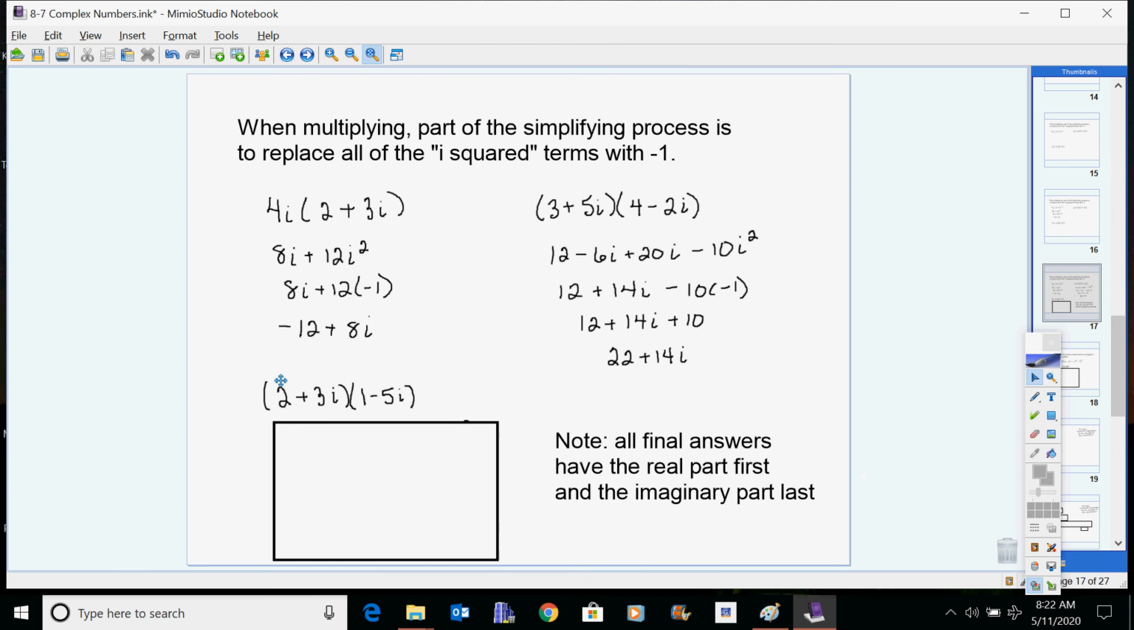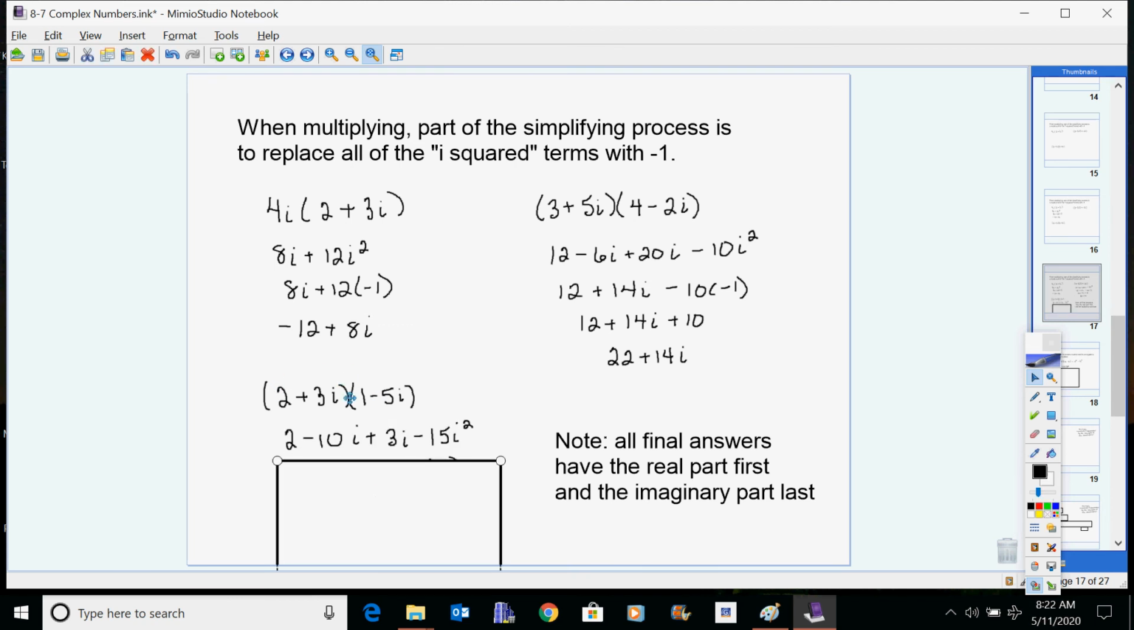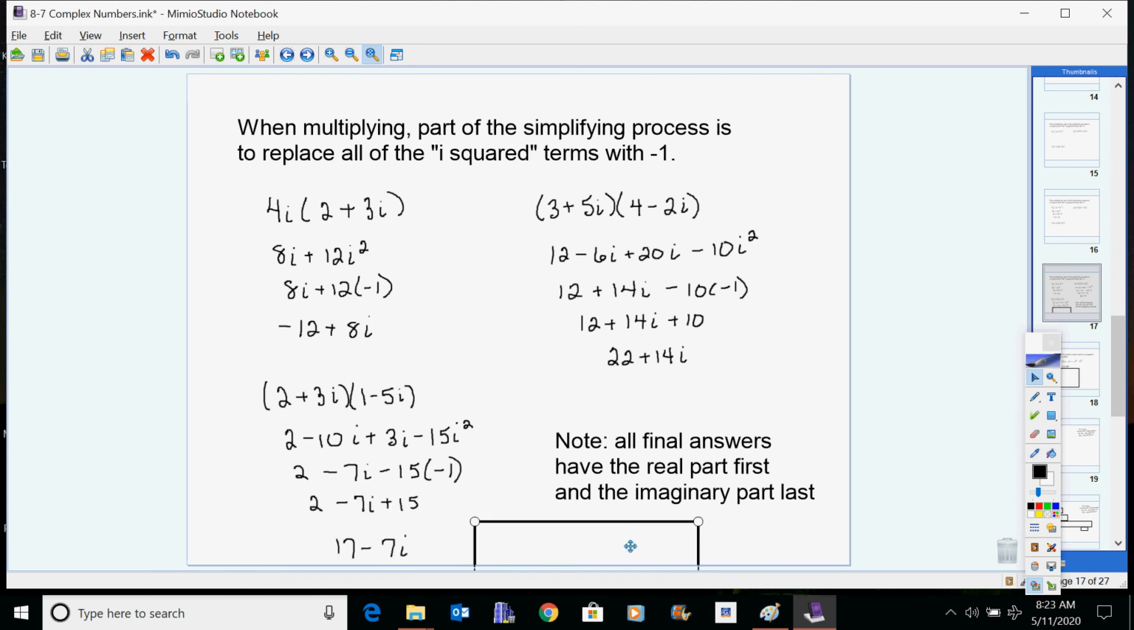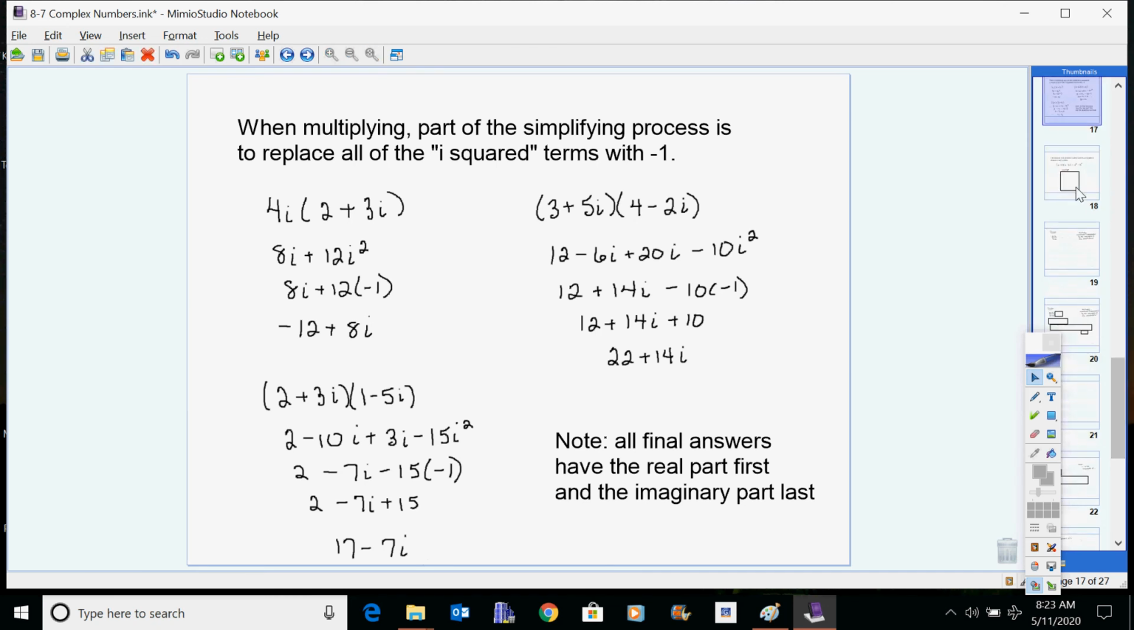Once again, 2 minus 10i plus 3i minus 15i squared. I squared gets replaced with negative 1. And then simplify, so you're ending up with a real and an imaginary. Okay, and that's your complex number.